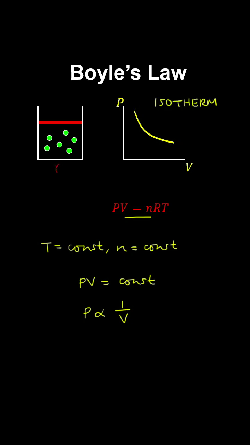So for example, if we apply a heat source, to ensure the temperature of the gas is held constant, and we move this piston upwards, so therefore as the volume of the gas increases, the pressure of the gas decreases, because the particles bump into each other and the walls of the container less often. And conversely, if we push the piston downwards, thereby reducing the volume, the pressure of the gas increases.